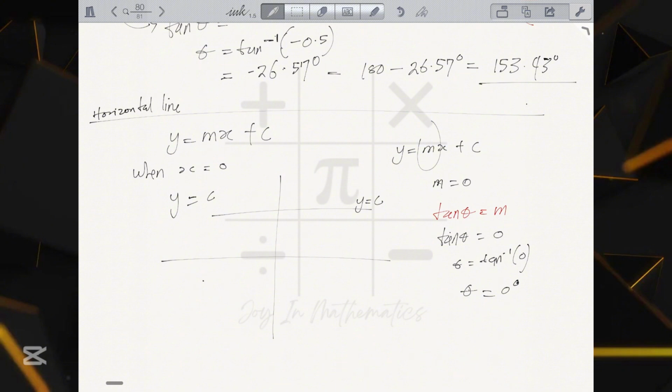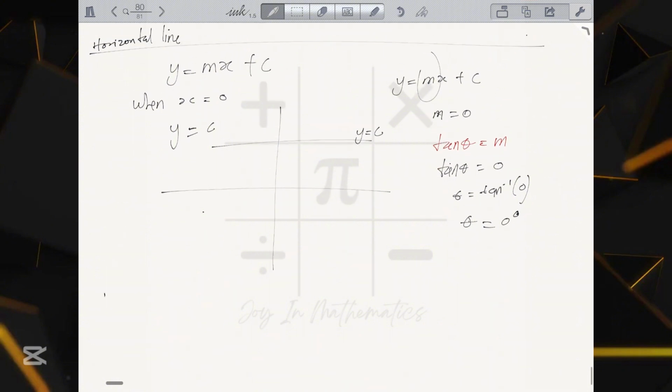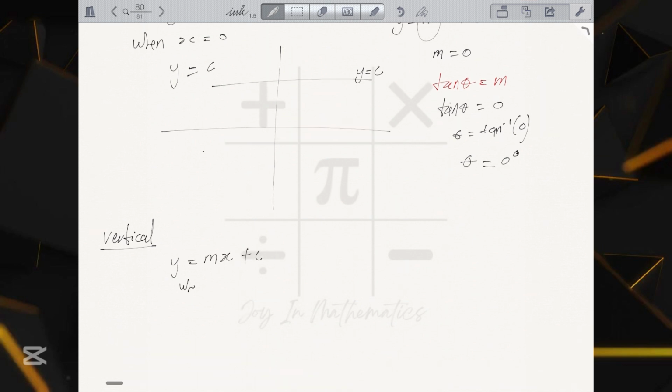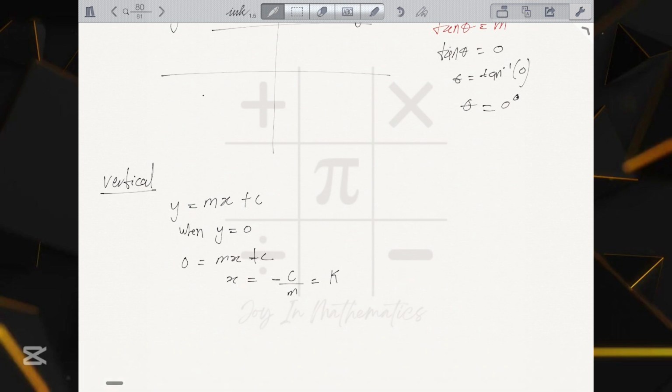What if we have a vertical line? In a vertical line, our y is equal to 0. So we have y equals mx plus c, but in a vertical line, y is equal to 0. So we'll have 0 equals mx plus c. So we can simply say that we have x equal to, let's say, minus c over m, and we can just simply say x is equal to k.